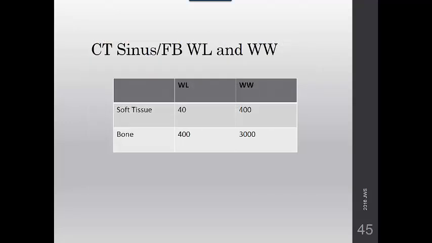The CT sinus and facial bones are usually submitted with both soft tissue window levels of 40 and a window width of 400. And then the bone windows are going to be a window level of 400 and a window width of about 3,000.